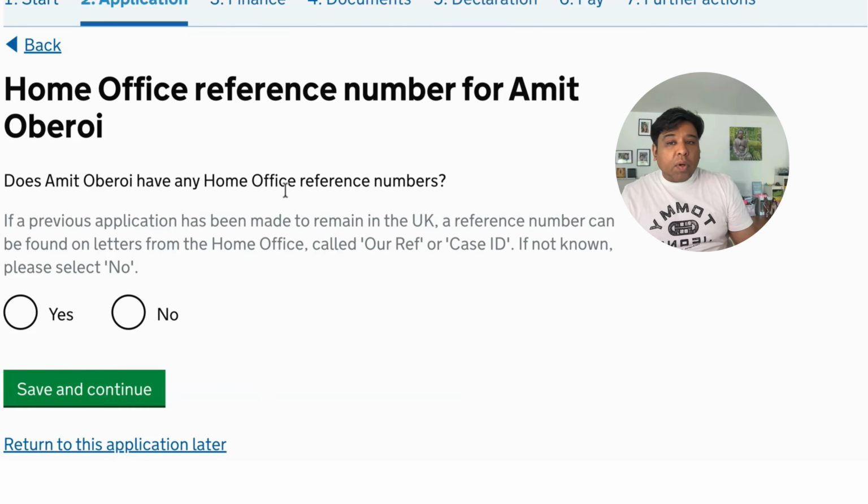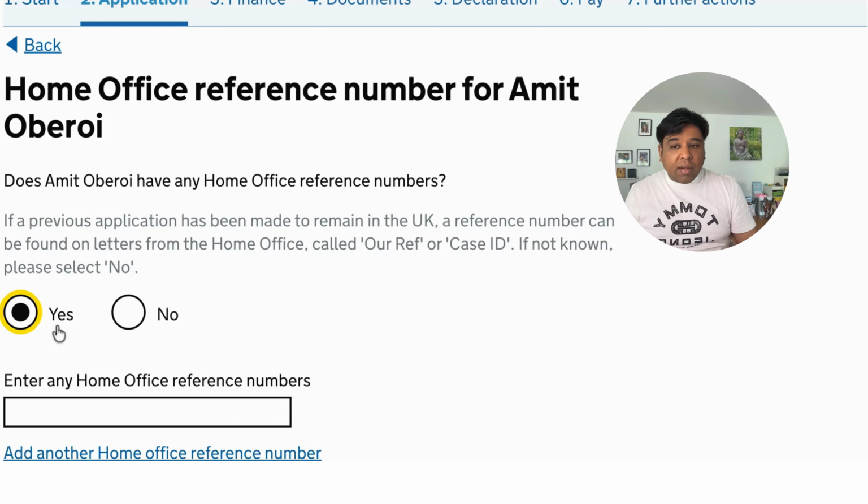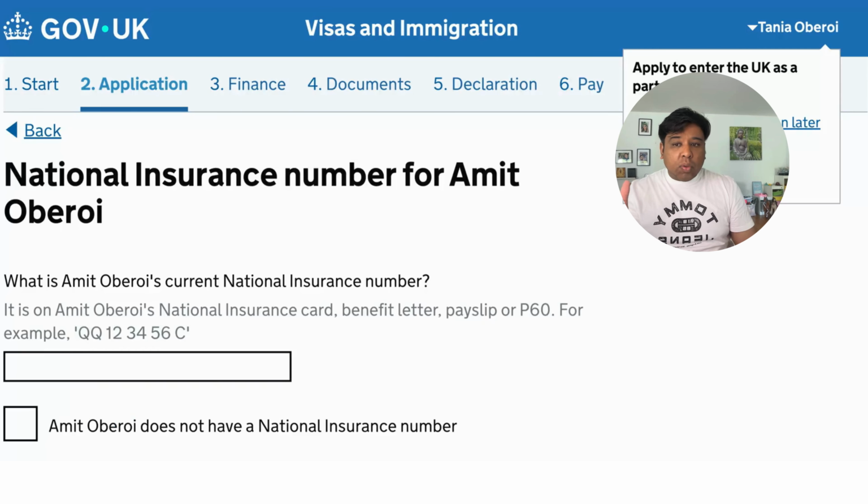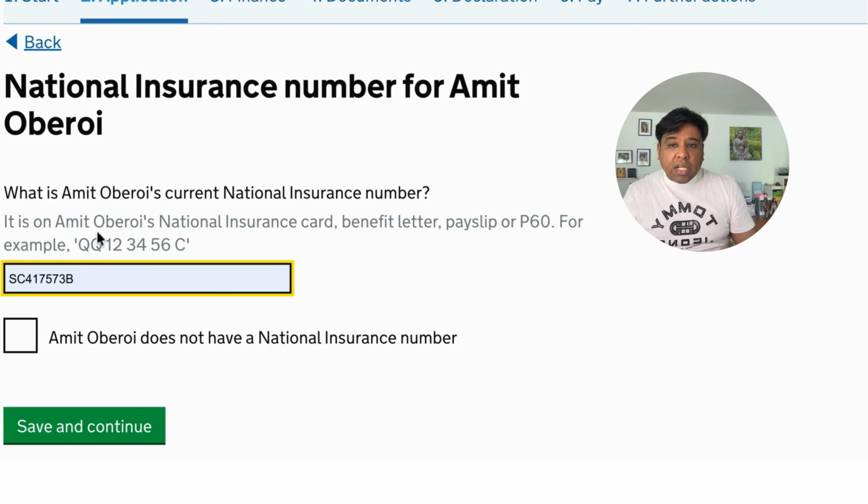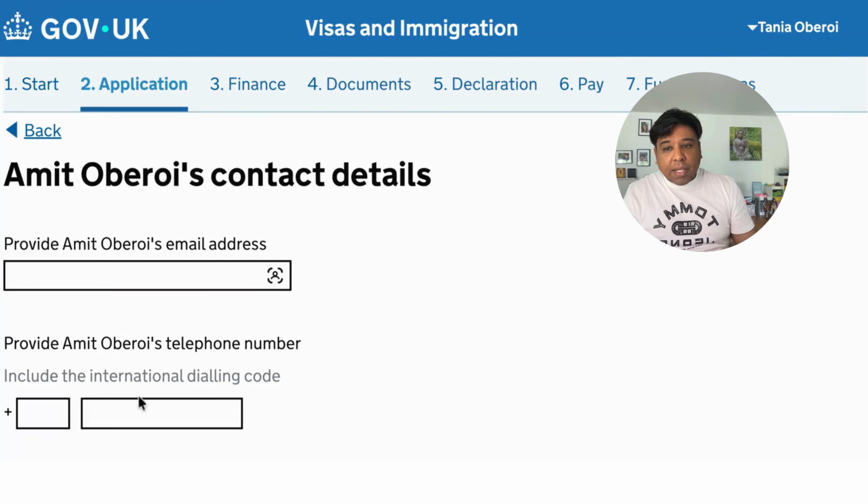And does Amit Oberoi have any Home Office reference numbers? For example, if Amit became a British citizen, say 2 years back, and he was on indefinite leave to remain in the UK, the answer should be yes. You would answer yes, and then give the reference number. If he was born in the UK and was British from the very beginning, the answer is no. Do you know the national insurance number? This is the number that you need to mention. It is written on the payslip. Do not write that Amit does not have a national insurance number, because if he's working in the UK, he would have that. So please make sure you get the alphanumeric number from your husband before you apply.